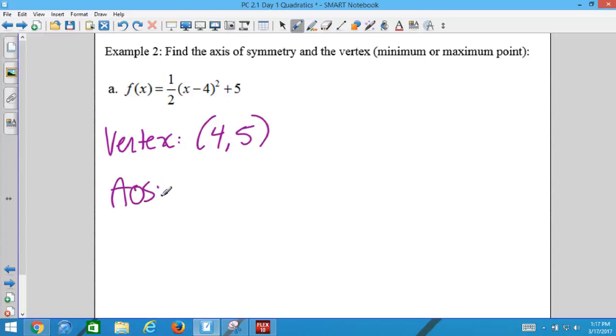The axis of symmetry is always x equals, and it is the same as the x that the vertex has. So x equals 4. And we're done with that question. Vertex form is wonderful because it gives you the vertex and the AOS.